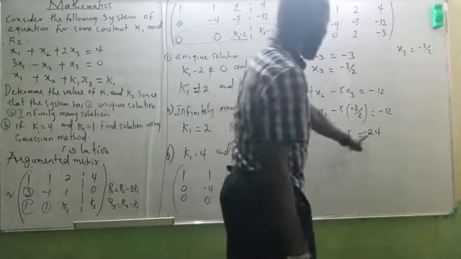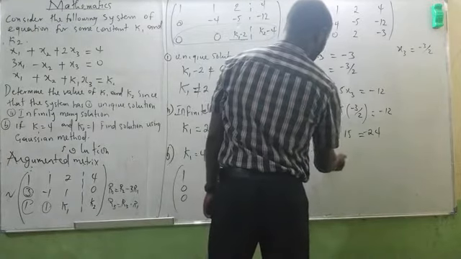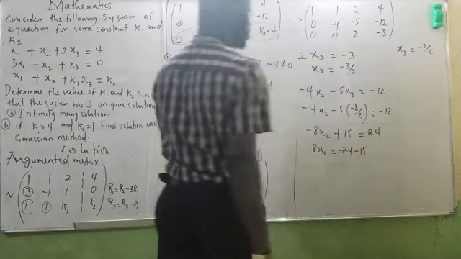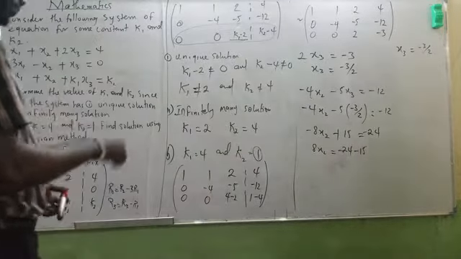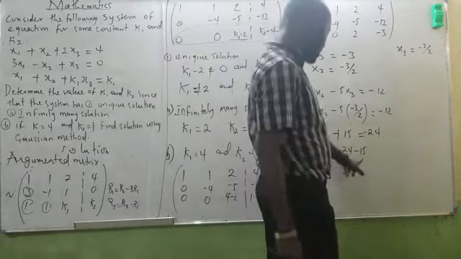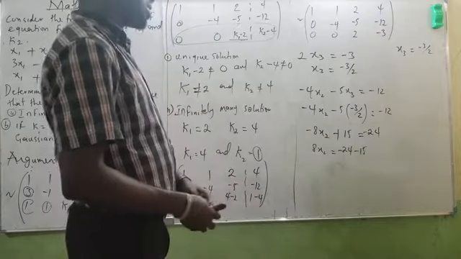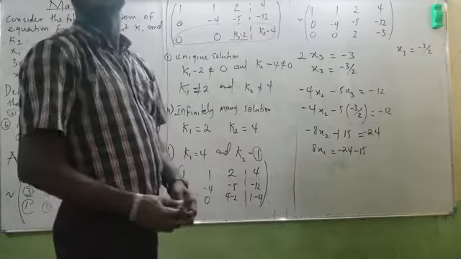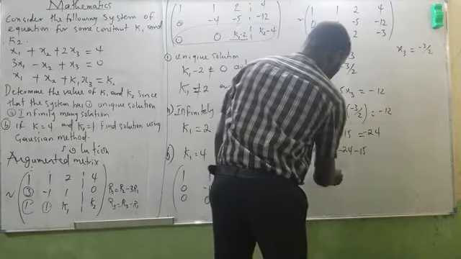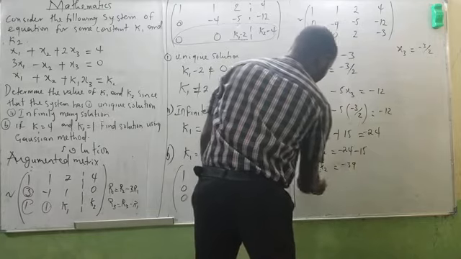Minus 24 and which is going to be what? Minus 24 minus 15, which I will be having 39. That'll be 39. Now I'll be having 8x2 equals to minus 39. It means divide both sides by 8.